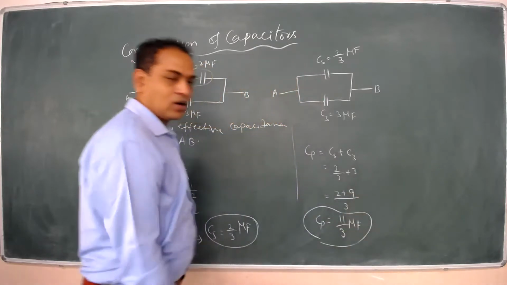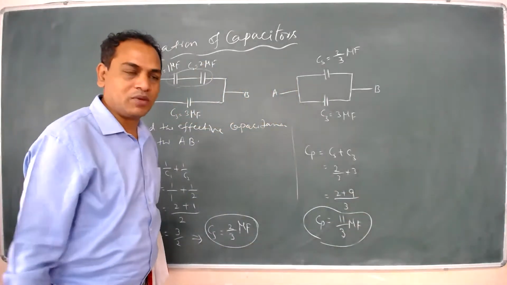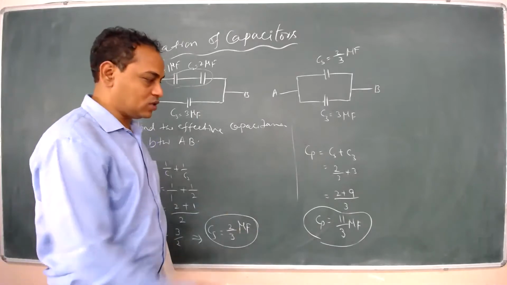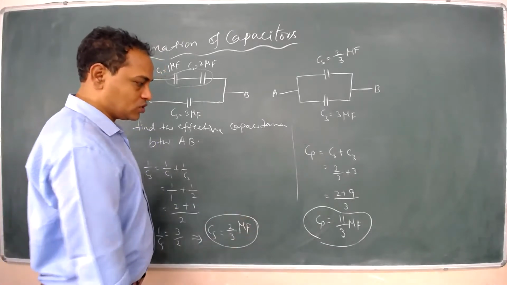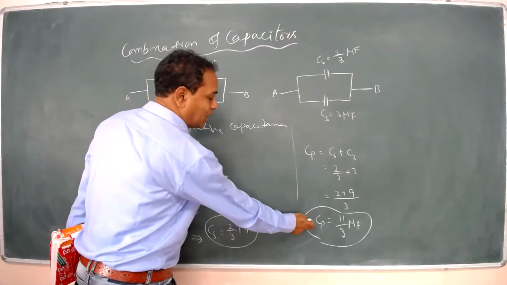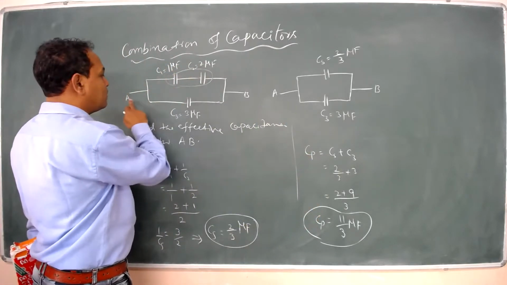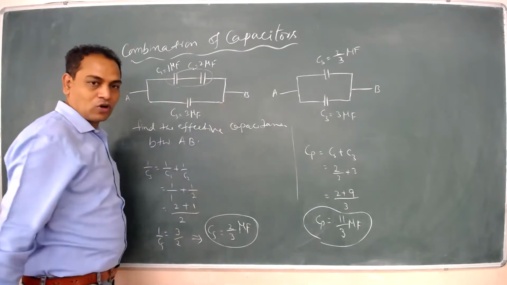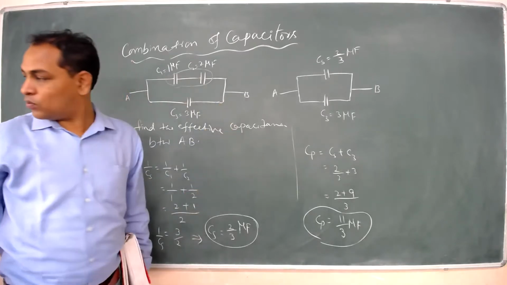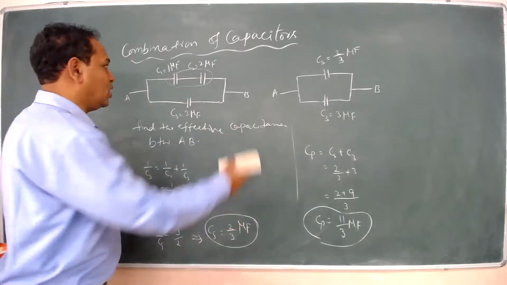So, if the numbers are given, very quickly, very easily we have done it within a few steps. This is how we can calculate the effective capacitance between A and B. So, this is the problem. Similarly, let us see another model.